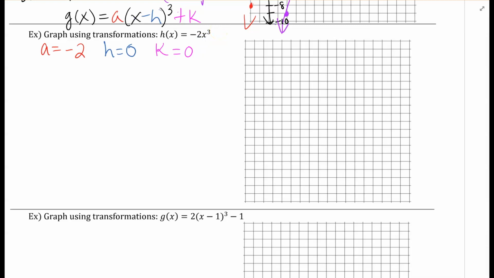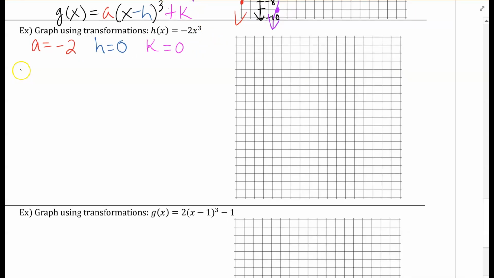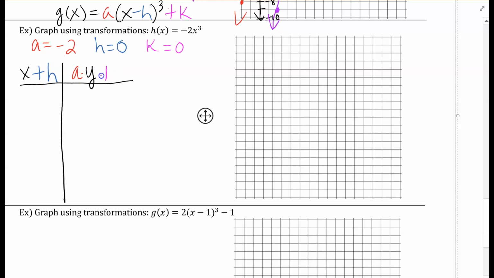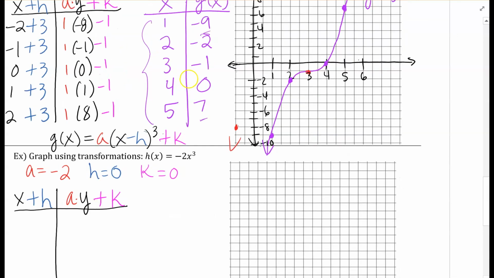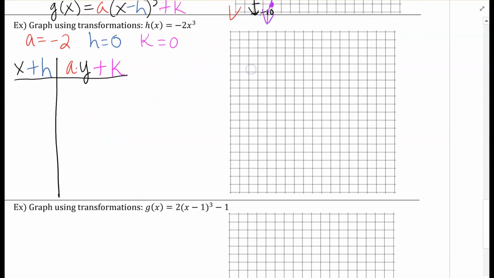So when we do our table, you have to remember what you do to the x's, and then what you do to the y's. So remember, to the x's you add h, and to the y's you multiply by a and add k. And once you get your new coordinates, you have to label them as x, and then this one is h of x.